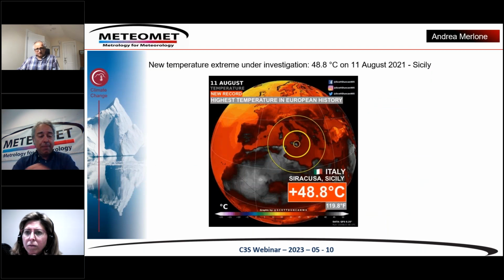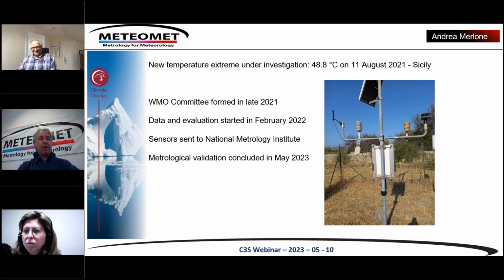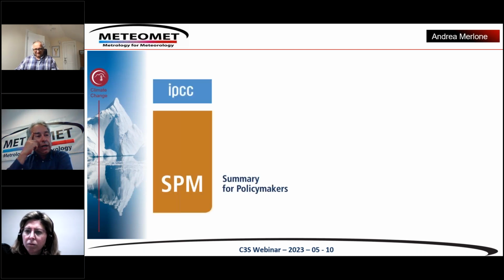Unfortunately, the same happened in 21 in Sicily, where an alert from a station declared a very high temperature that, if validated, would become the highest temperature ever recorded in Europe, 48.8 degrees. Again, the instruments are in our lab, and we concluded the investigation recently, in May this year. Unfortunately, I cannot tell you if the instruments were reliable, but we did a very strong investigation on the devices. It's not only a matter of metrology.